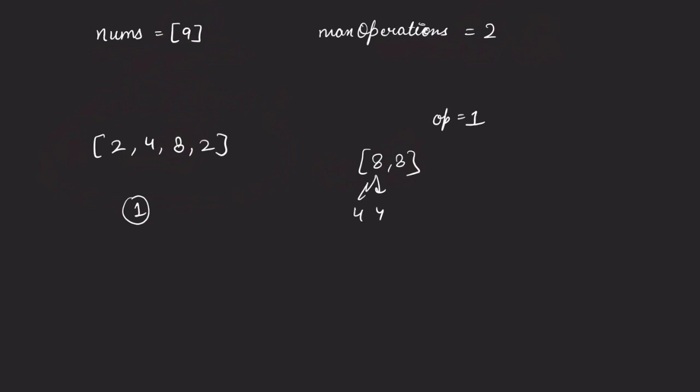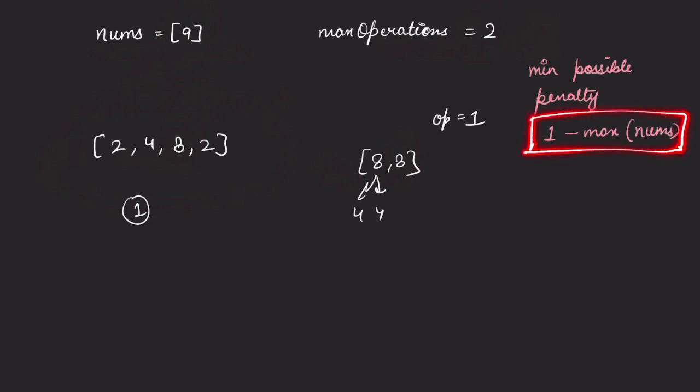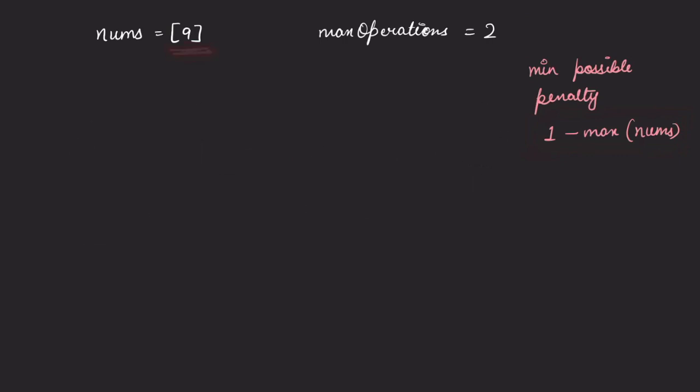So one observation we made is that whatever our answer is, which is the minimum possible penalty, that range is going to be 1 to the maximum number present in our array nums. Our answer is going to lie within this particular range. So for the example, the number given to us is 9. What is the maximum number present in nums? It is 9 only. Then our answer can be 1, 2, 3, 4, 5, 6, 7, 8, or 9. These can be our answer.